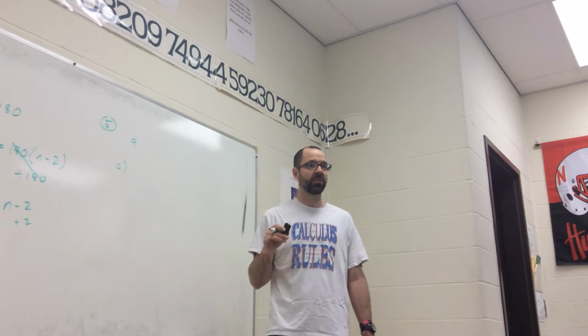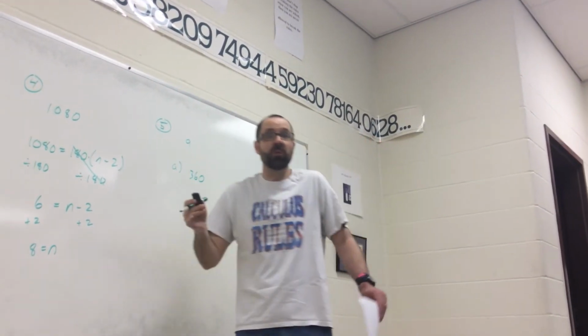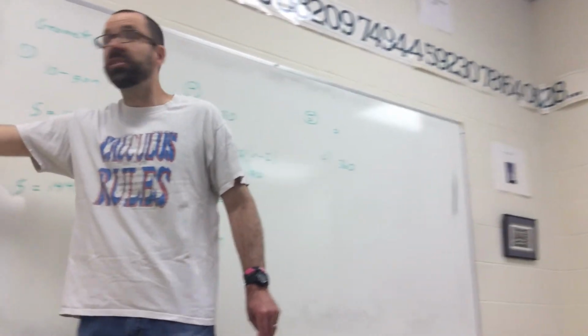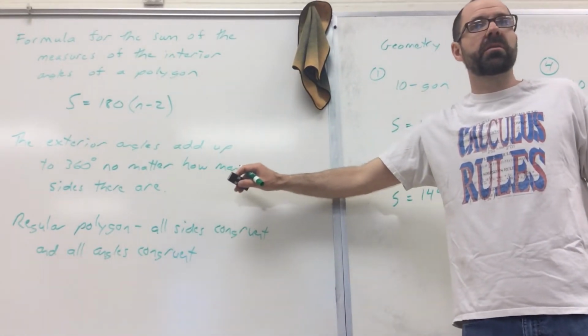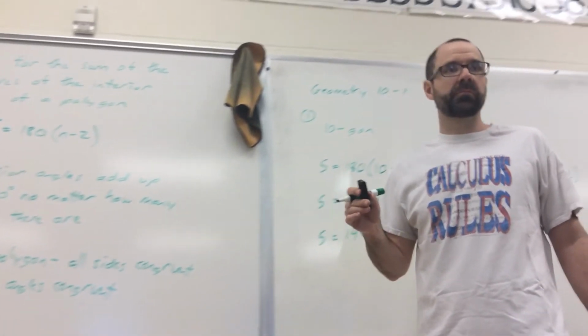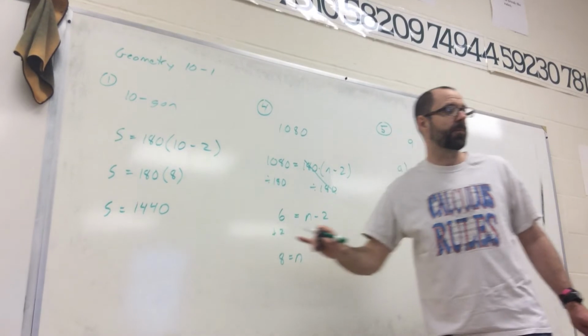Yeah, Kieran? 360, good. Because there's no reason to use a formula on this one, because the exterior angles add up to 360 no matter how many sides there are. So that was easier than when you're finding the interior angles.